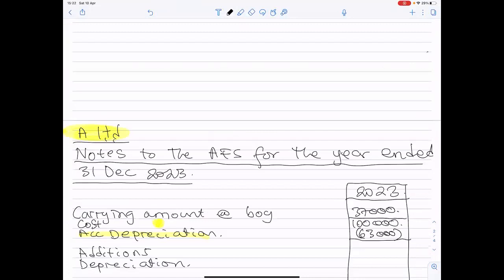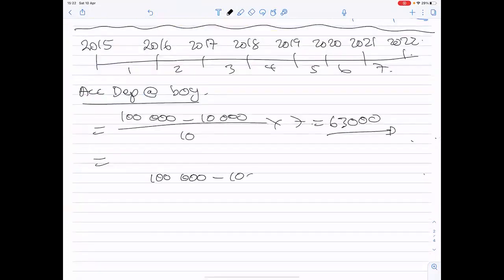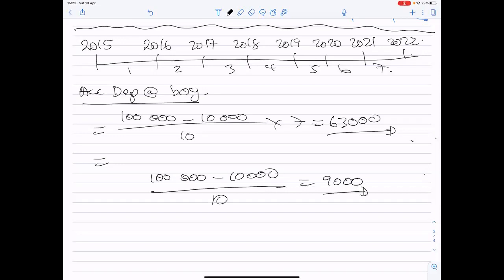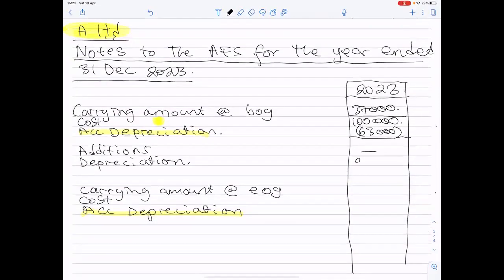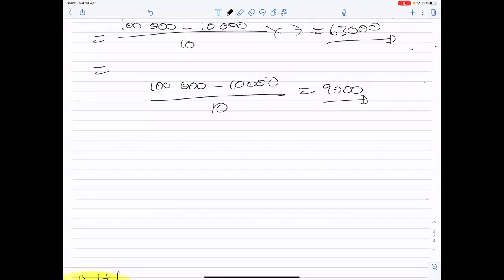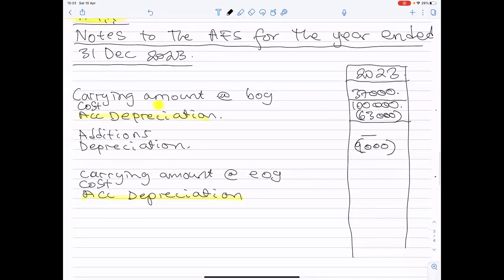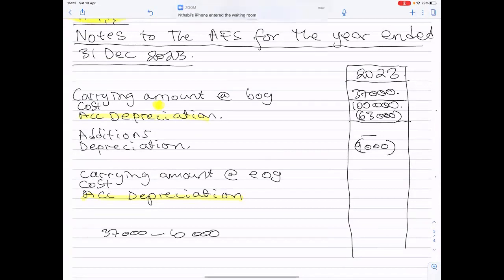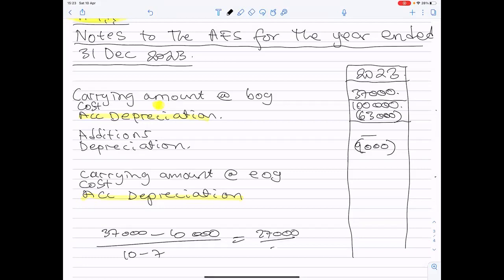Depreciation in the current year will simply be 100,000 minus 10,000 divided by 10. You will get 9,000 every year. No addition, there's a depreciation of 9,000. Alternatively, you can calculate your depreciation based on the carrying amount. So our depreciation is going to be the carrying amount at the beginning of the year of 37,000 minus the residual value. We divide by the remaining useful life also at the beginning of the year, which is 10 minus 7, which is going to be 27,000 divided by 3.